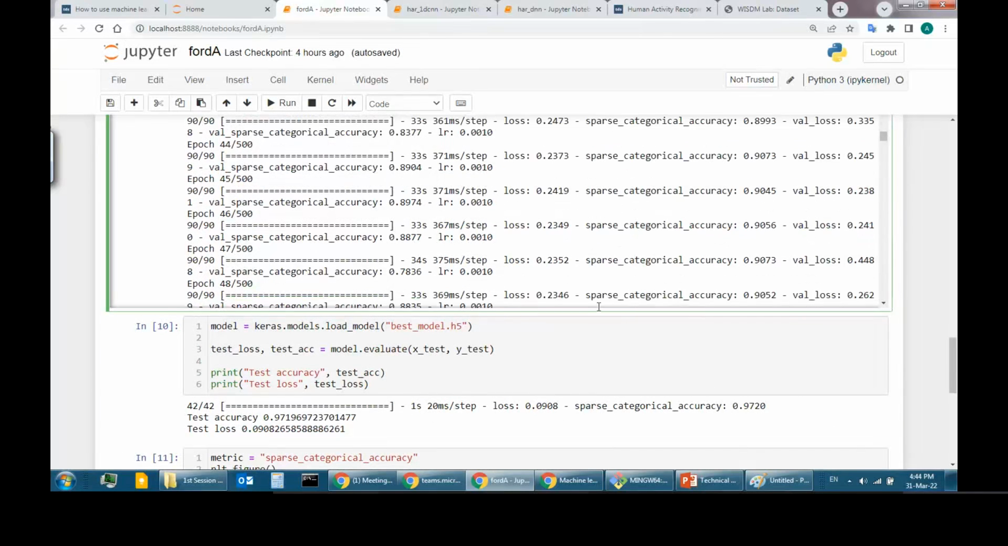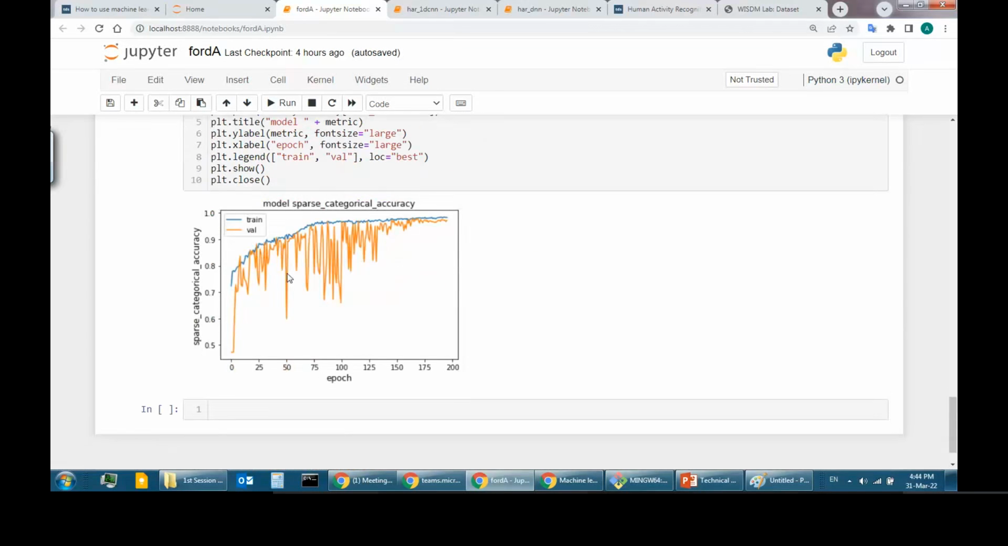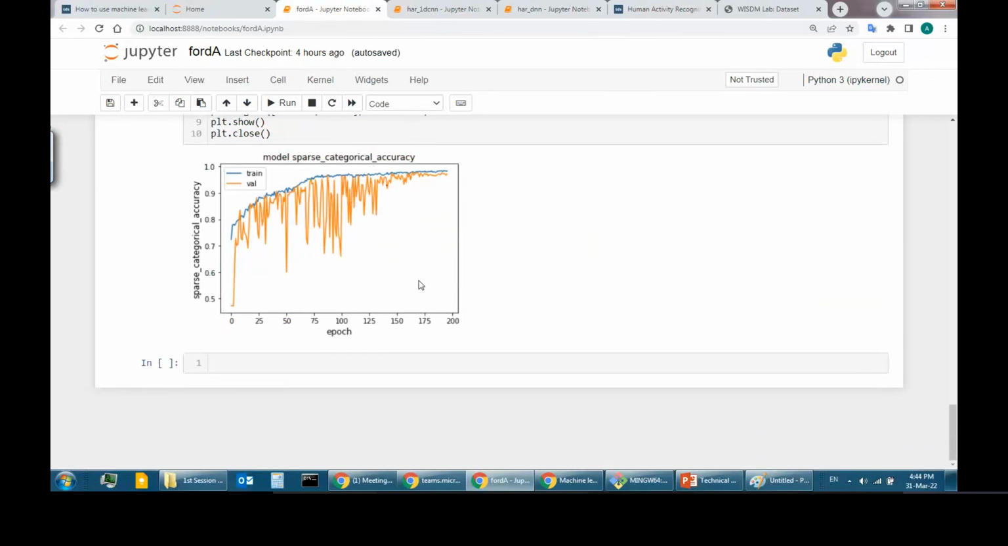In this case, the testing is very good. It's 97% for the test, and this is how the training went. It was good, the accuracy was increasing over time.